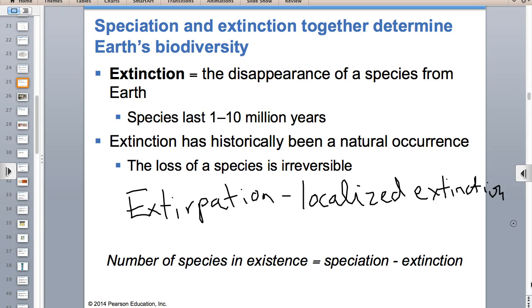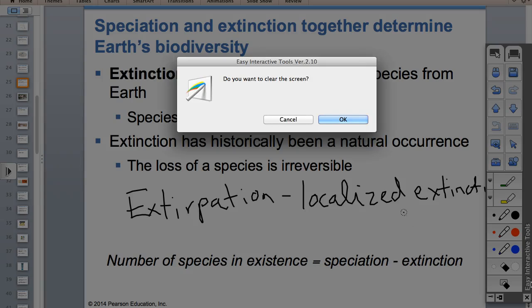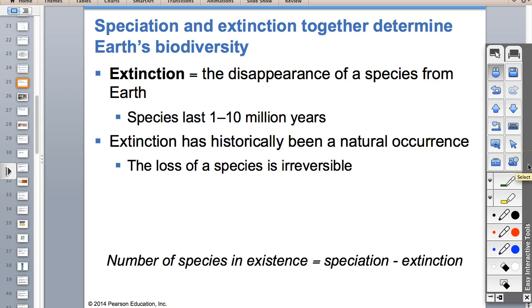The loss of a species is irreversible. So, extirpation. I think that word can also be used politically, where somebody is sent away. Have you ever heard that in a social studies class? Yeah, kind of banishment.